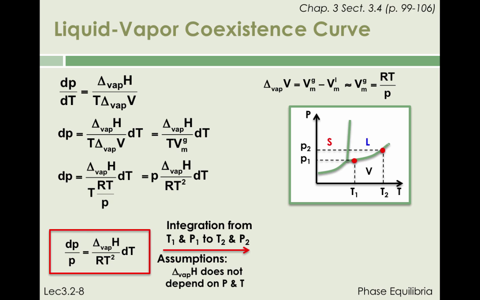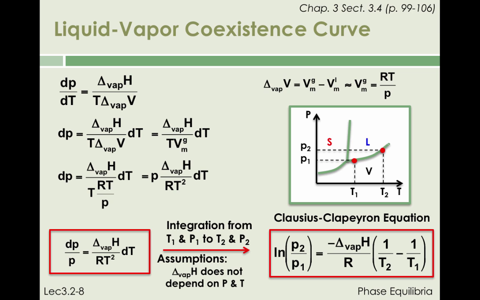The integration assumes that the molar vaporization enthalpy change is independent of pressure and temperature and equal to the standard vaporization enthalpy at the normal boiling temperature. The integration leads to the natural logarithm of the ratio P2 over P1 equal to minus delta vaporization H divided by R times 1 over T2 minus 1 over T1. This equation is known as the Clausius-Clapeyron equation.